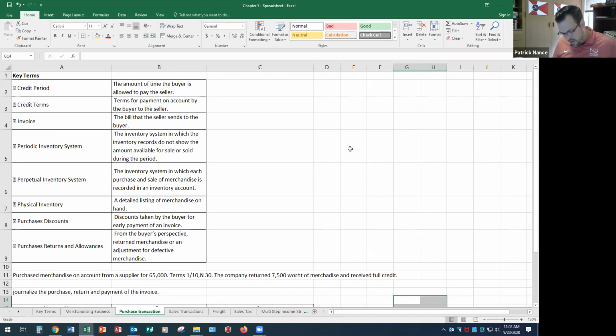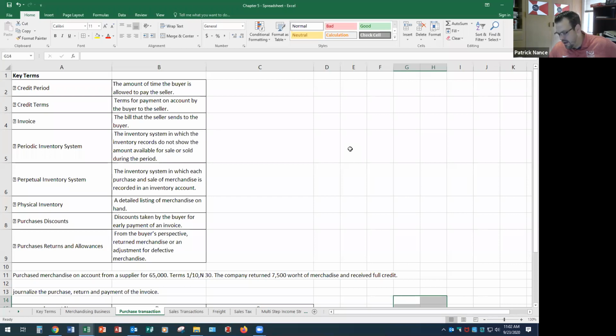Okay, so I'll let you read through the part of the chapter that talks about the subsidiary ledgers. Those are just ledgers that we keep that are special journals that are checks and balances to make sure that our overall general journal is correct. So we'll start talking about purchasing.